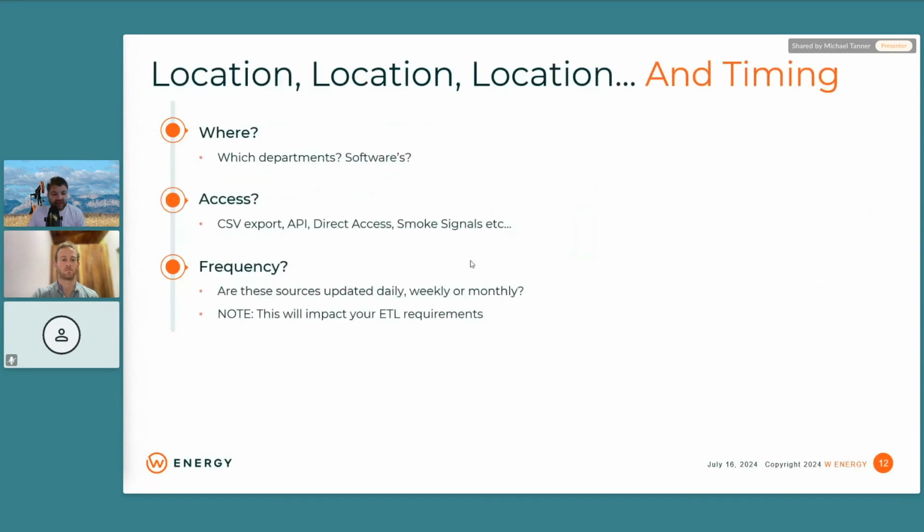So let's specifically talk about extraction. And just like real estate, it's all about location, along with a little bit of timing. So the first thing you need to figure out, when you're going to extract all of this data, is where. Which departments and which softwares am I going to need to connect to? And once you figure that out, the question is, what's the access to those underlying databases? Is it just a CSV export? Is there API access? Is there actually direct database access? Do they send me smoke signals? How exactly do I get access to these?